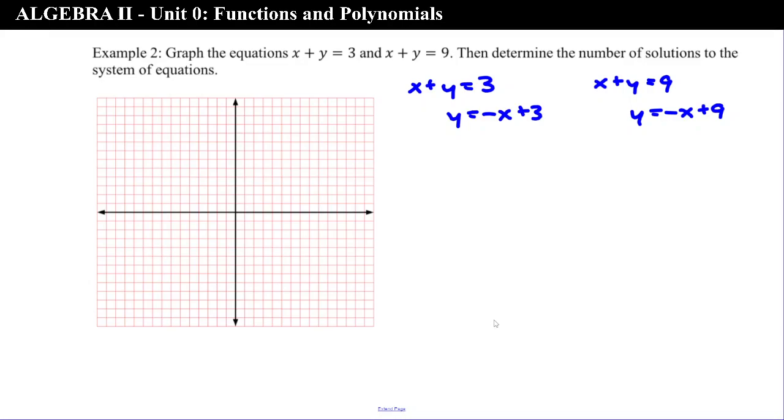So think for a moment as to what you would expect to happen. Well, what we would expect to happen is to have parallel lines because they're the same slope. But let's go ahead and graph it to see what happens. Okay, because they do ask us to do the graph. So the first equation, the y-intercept is 3. So we're going to go up to 3, and then we are going to plot our line going through the y-intercept using our slope of negative 1.